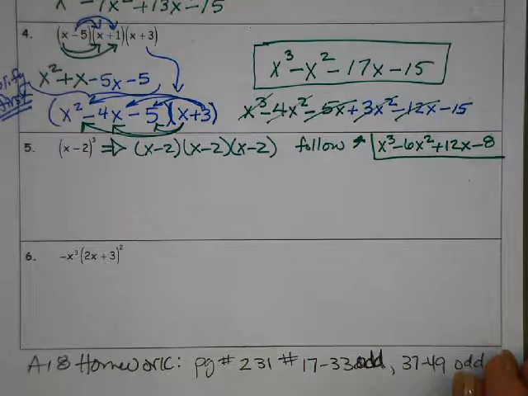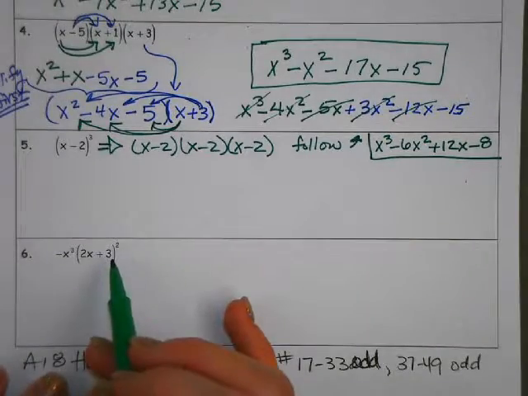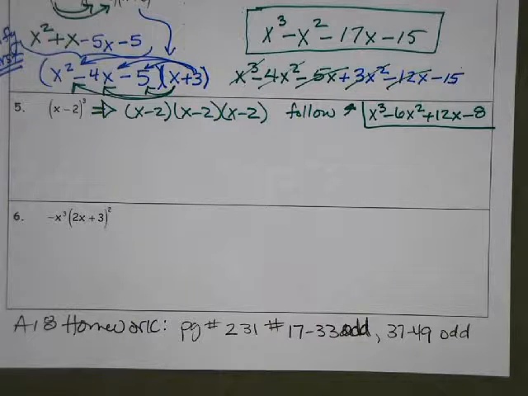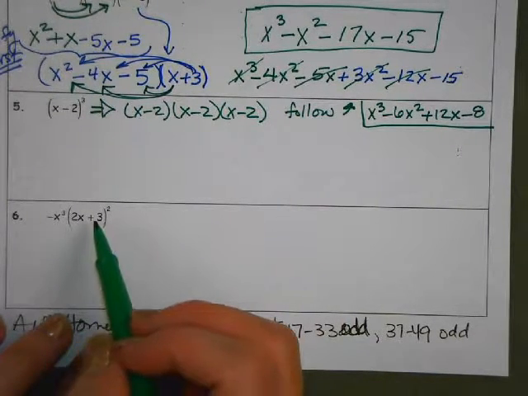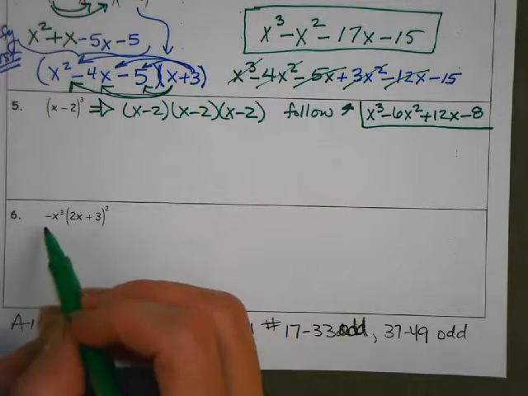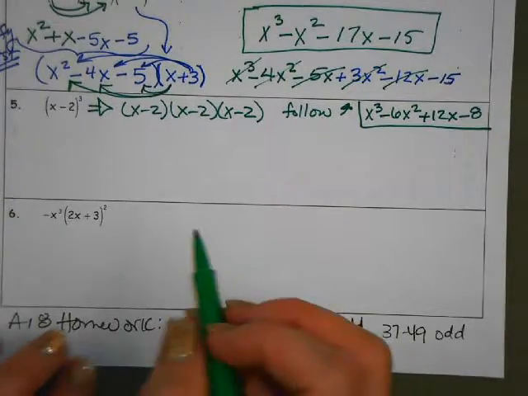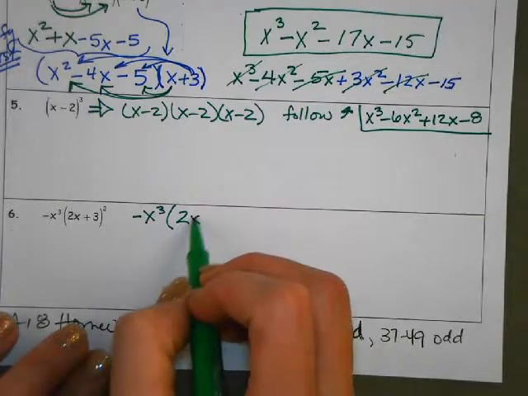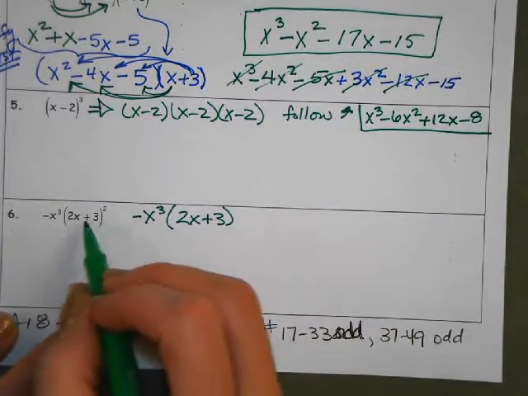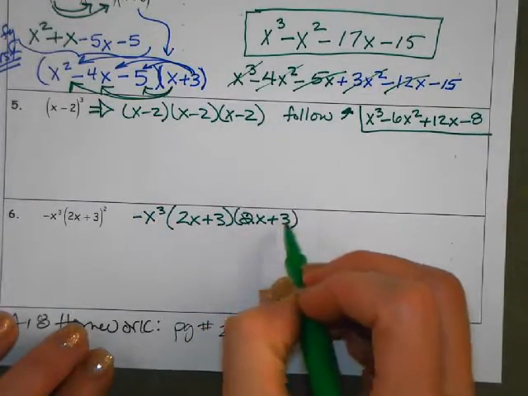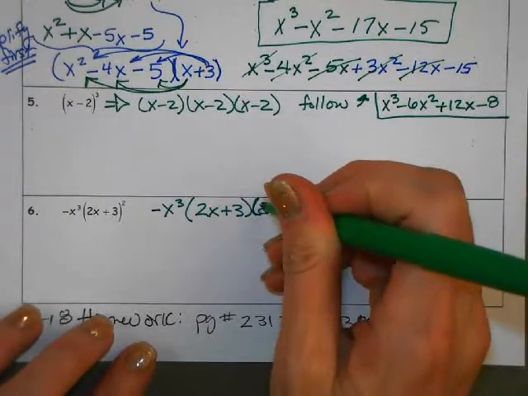Okay? Make sense? So this one here, it's the same thing. Remember the order of operations is PEMDAS. So there's nothing inside the parentheses to do, so now you go to exponents. So make sure you expand this one out first before you multiply by the negative x cubed. So this actually is going to be negative x cubed multiplied by 2x plus 3, and it's being multiplied twice, so 2x plus 3. Okay? So you need to do that.